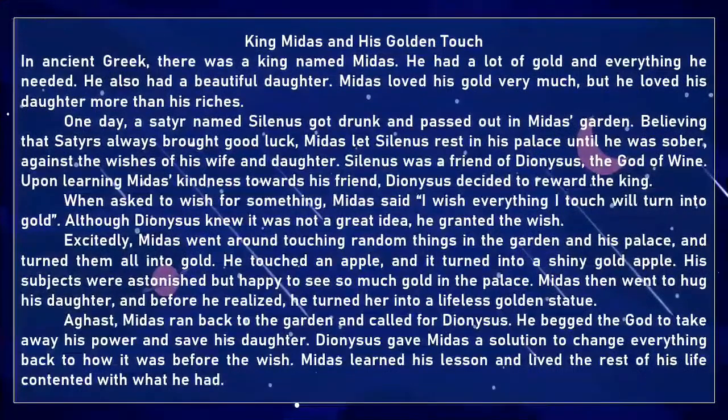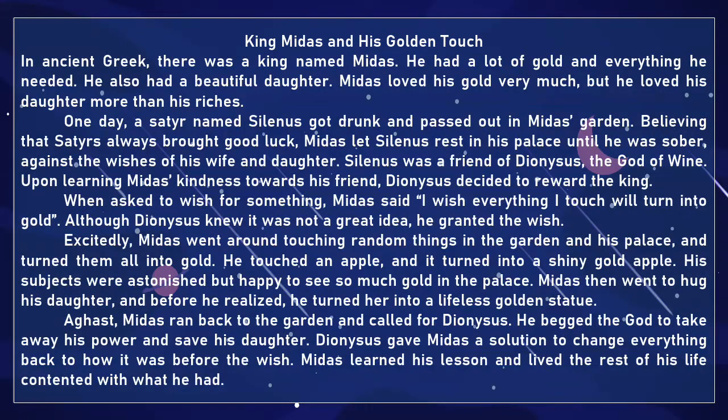In ancient Greek, there was a king named Midas. He had a lot of gold and everything he needed. He also had a beautiful daughter. Midas loved his gold very much, but he loved his daughter more than his riches.